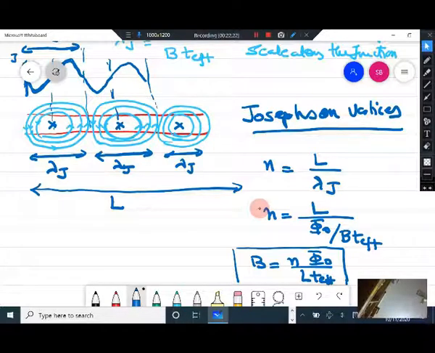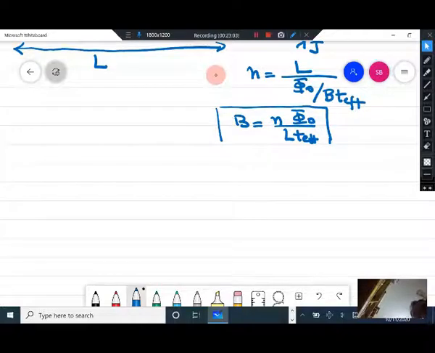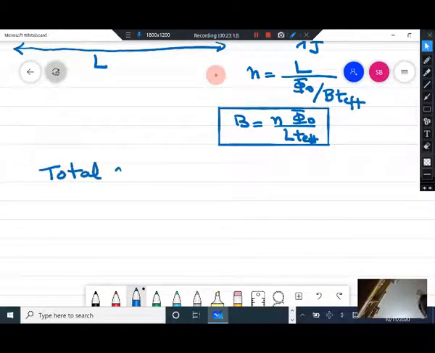So therefore, when you apply a magnetic field to this junction, you have the sinusoidal periodic variation of current along the junction. Now, this being an aside, let us come back to how much is the total current across the junction. We can calculate that.